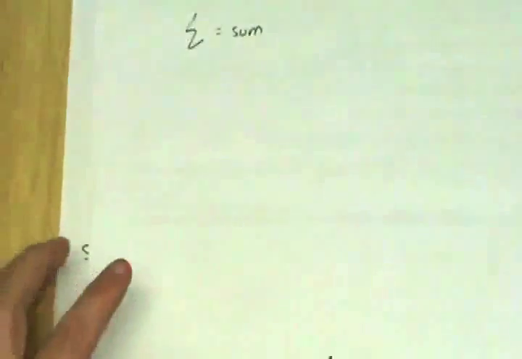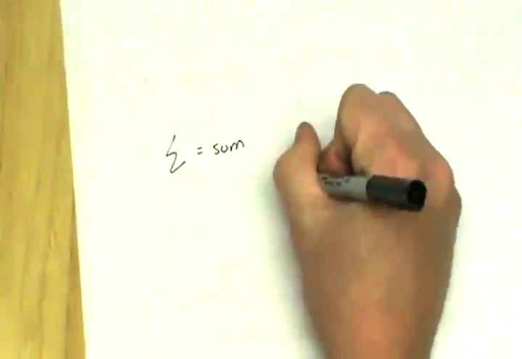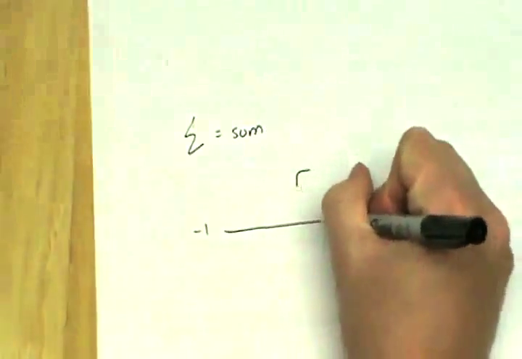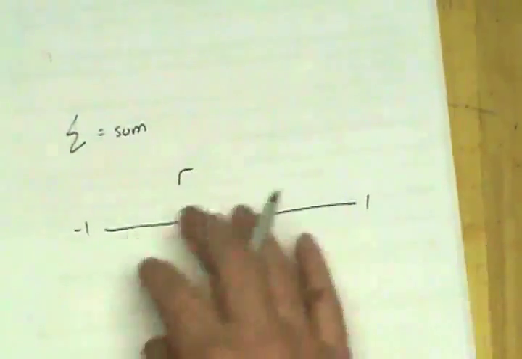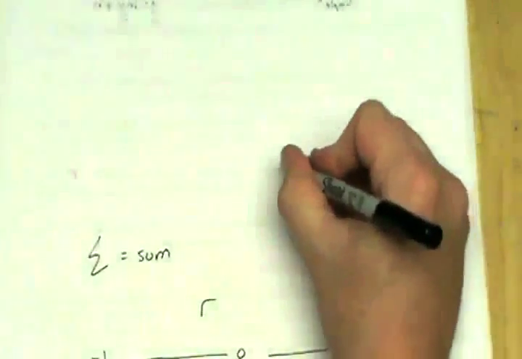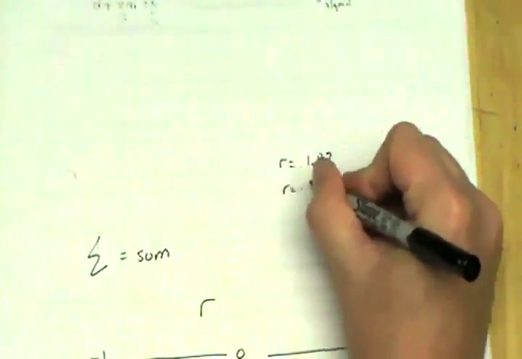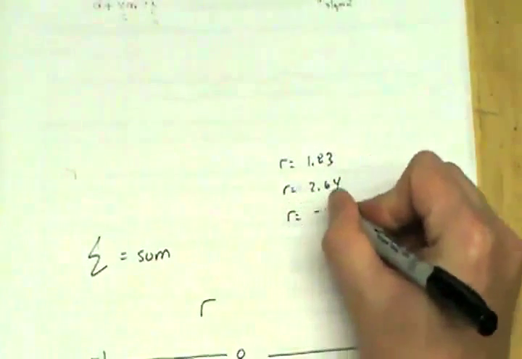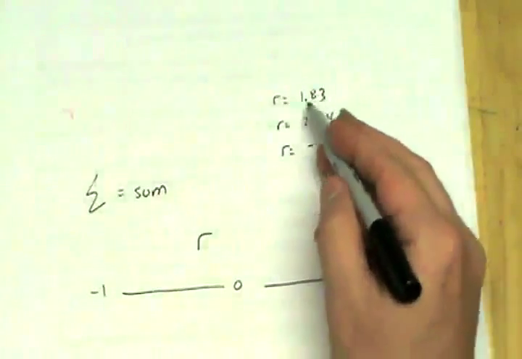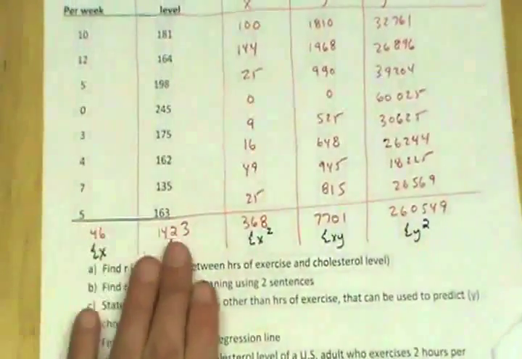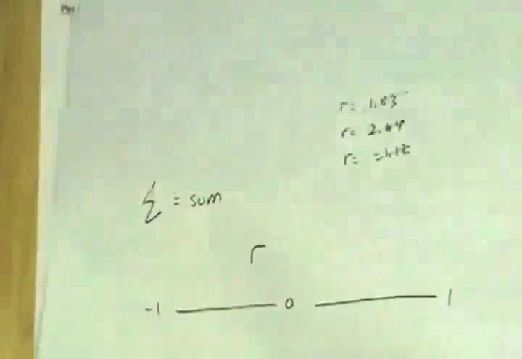Now let me give you a few notes over here. R has to take on a value between -1 and +1. So if you get an answer for R after the first question of anything outside of this range, for example, if you get an R value of 1.83 or 2.64 or negative 1.12, you know you made a mistake. You have to be somewhere between -1 and 1, so it's going to have to be a decimal. Anything bigger is outside the range, which means you better go back and recalculate the summation of X and Y and all of those values because you probably made a mistake someplace.